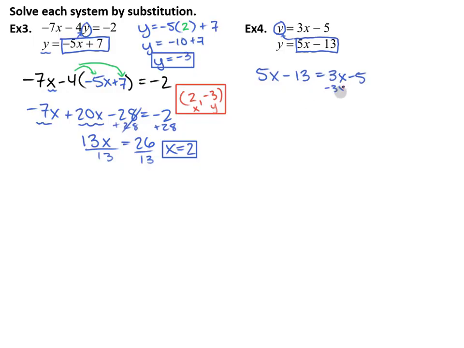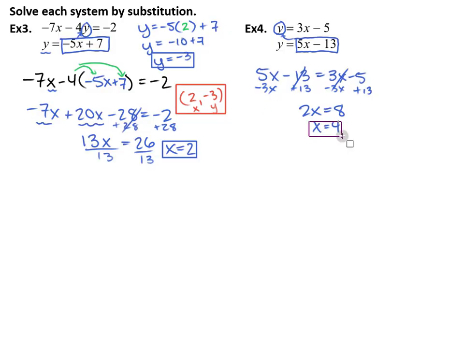So let's put our x's on one side. Let's move the constants to the other. Okay, so this gives me 2x equals negative 5 and 13 will make 8. And dividing by 2, we get x is 4. We've got our x coordinate.